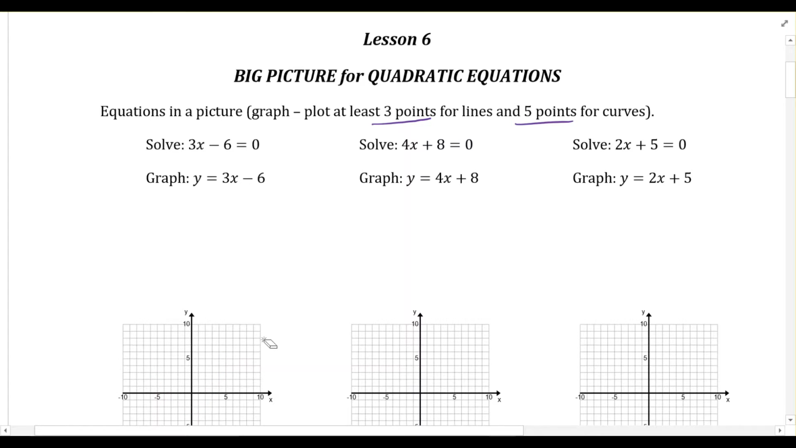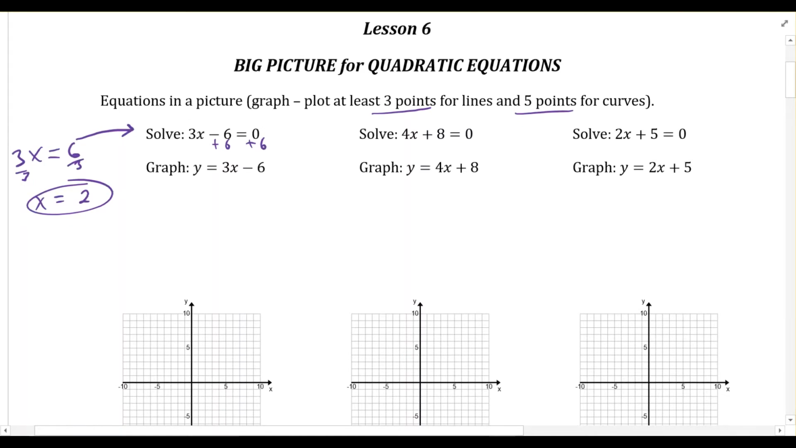All right, let's solve this equation where 3x minus 6 is equal to 0. If you rearrange this, we would have 3x is equal to 6, if you just add 6 to both sides. Then divide both sides by 3, and we've got x is equal to 2. So hold on to that idea, x is equal to 2.